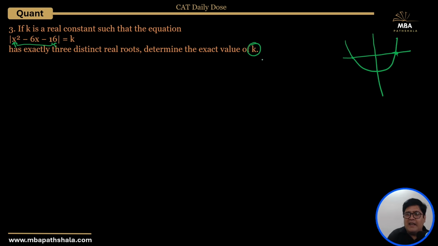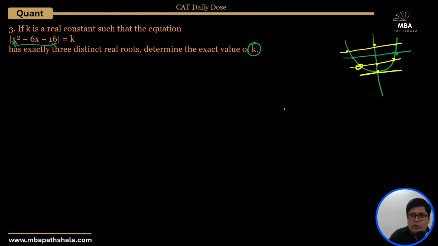Now, let us say you take K. What is K? K is the value on the y-axis. If you take K here and draw a line, these are the two solutions. You take K here, you draw a line, these are the two solutions. You take K here, there is only one solution. We need three solutions here.